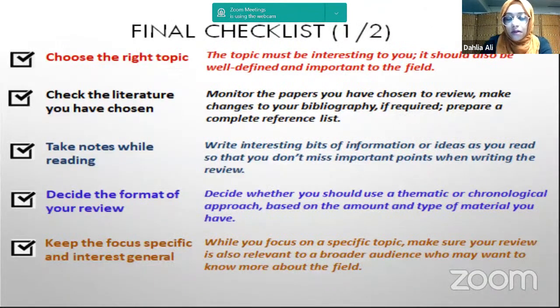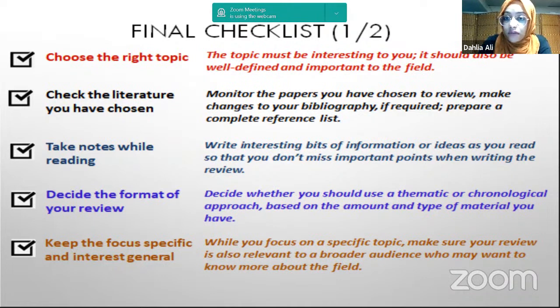Then, last but not least, we're talking about the checklist. We should always choose the right topic. The topic must be interesting to you. It should also be well defined and important to the field. A second thing that you should do is check the literature you have chosen.